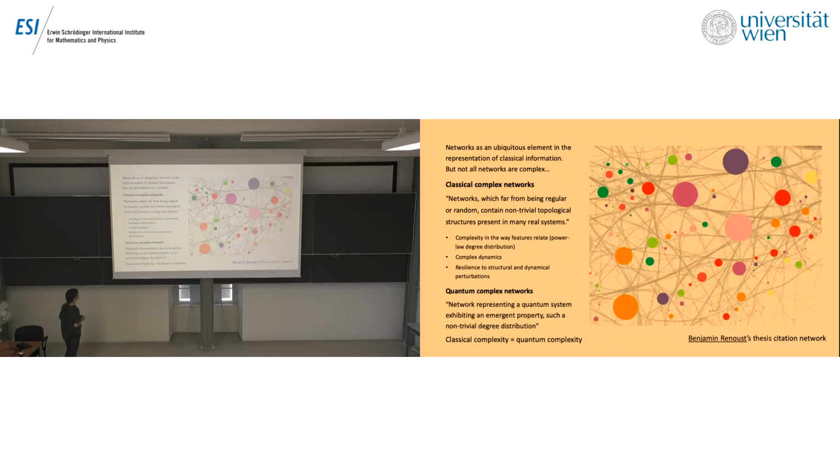So what is a complex network then? It seems logical that given how important classical networks are in classical information and computer science, we would find them very soon in the quantum arena. So the definition I made myself for a quantum network is a network that represents a quantum system somehow. And a complex quantum network is a network representing a quantum system that shows an emergent property such as a non-trivial degree distribution. So basically, the idea of complexity in classical networks is the same as complexity in quantum networks.